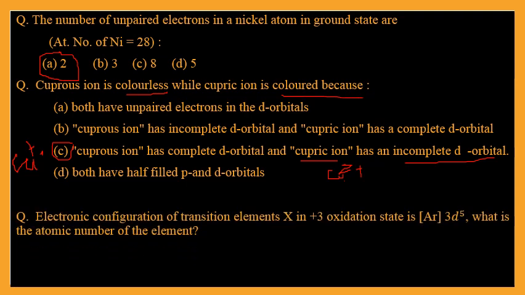Next question, the electronic configuration of transition element X in +3 oxidation state is argon 3d5. What is the atomic number of the element? For the +3 oxidation state, the electronic configuration is coming to be argon 3d5. It means 3 electrons got removed. So the electronic configuration will be option C. The atomic number of that particular transition element will be 26.